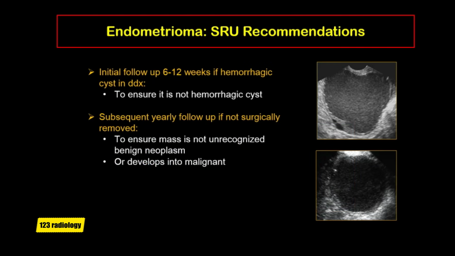In premenopausal women, when ultrasound features are atypical for endometrioma, an initial short interval follow-up with ultrasound at 6 to 12 weeks is helpful to ensure that it is not hemorrhagic cyst. Cystic masses with classic features of an endometrioma should be followed with ultrasound if they are not removed surgically. In general, follow-up should be at least yearly to ensure that the cyst is not progressively enlarging and not changing in internal architecture.